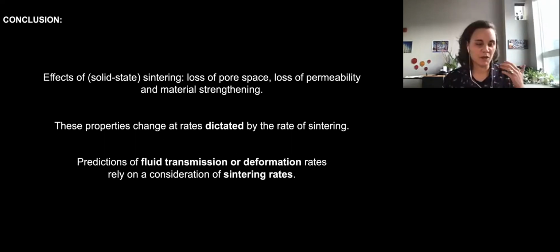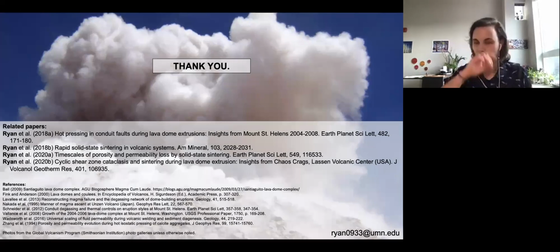So ultimately, if we want to be able to predict fluid transmission or deformation rates, we really must understand sintering rates at a range of relevant conditions. For me, those are volcanic conditions, but you can imagine this could be any pressure, temperature, time, space. So with that, I'd like to thank you for your attention and ask if there are any questions.